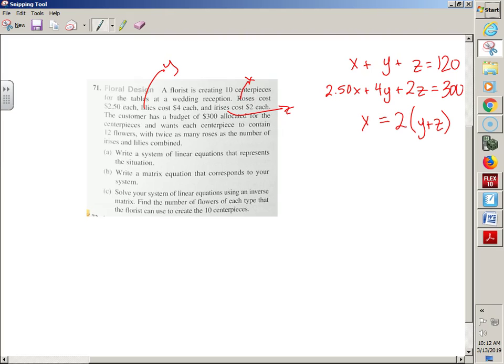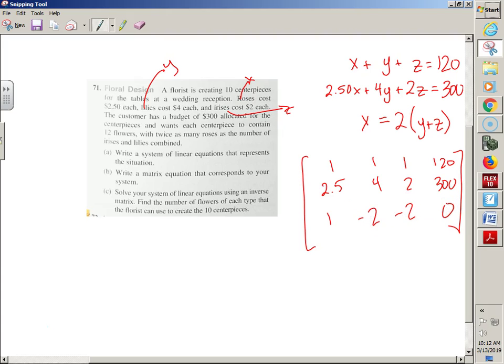Now, I wouldn't leave it like that, right? Because to make a matrix, don't we need everything all nice and organized in columns? So I can use my 1 and 1 and 1 and 120, and I can use my 2.5 and my 4 and 2 and 300, but don't I need to move all this to one side? So how does 1 and -2 and -2 and 0 sound? Because I could rewrite this as x equals 2y plus 2z, and I would subtract the 2y, subtract the 2z, and have a 0 left.